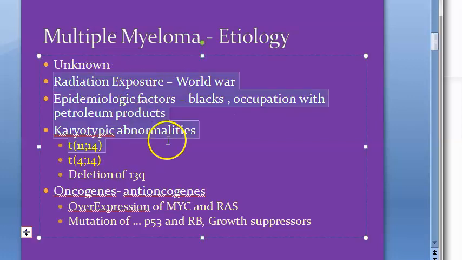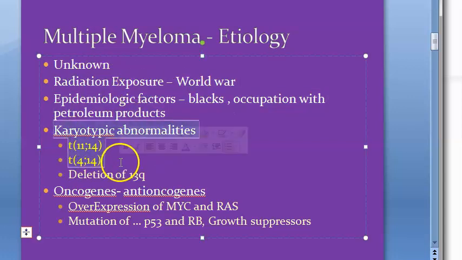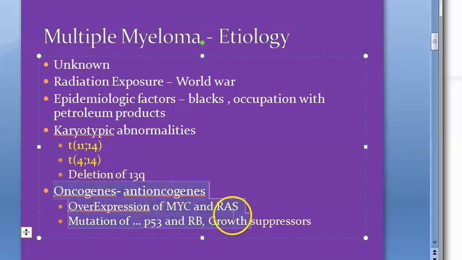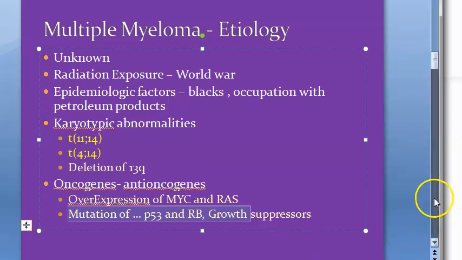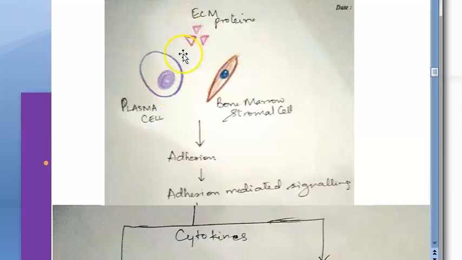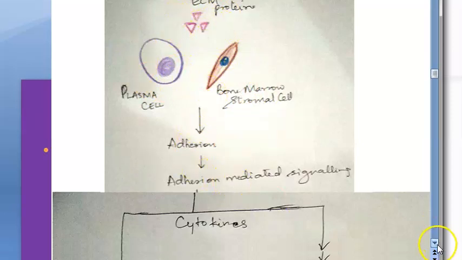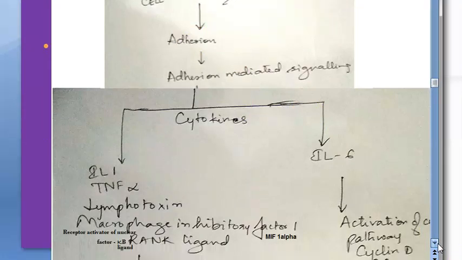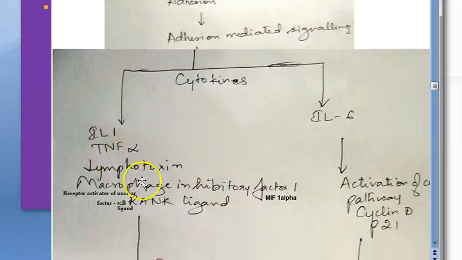Etiology, we have seen radiation exposure, karyotypic abnormalities like 11;14, 4;14, overexpression of MYC, RAS, mutation of the tumor suppressors. Molecular pathogenesis, what exactly happens, we have also explained. The plasma cell will join with the bone marrow stromal cell with the extracellular matrix proteins, and because of this adhesion, some cytokines are released like interleukin 1, tumor necrosis factor alpha, lymphotoxin, MIP-1 alpha, RANK ligand, etc.